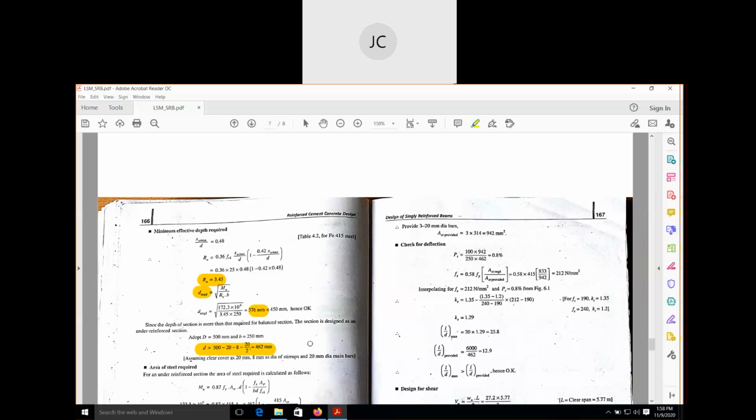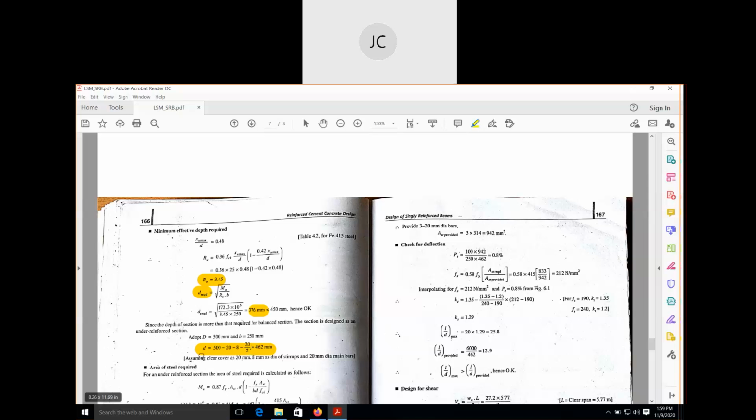Okay, for actual effective depth, we have to deduct these three values from the total depth of the beam, that is our 500. This is our clear cover. You can see here, assuming clear cover 20 millimeter. Clear cover minus 8. 8 means it is the diameter of stirrups. Minus 20 by 2. That means 20 is the diameter of main bar, so we have to divide it by 2 to get up to the center of the reinforcement.